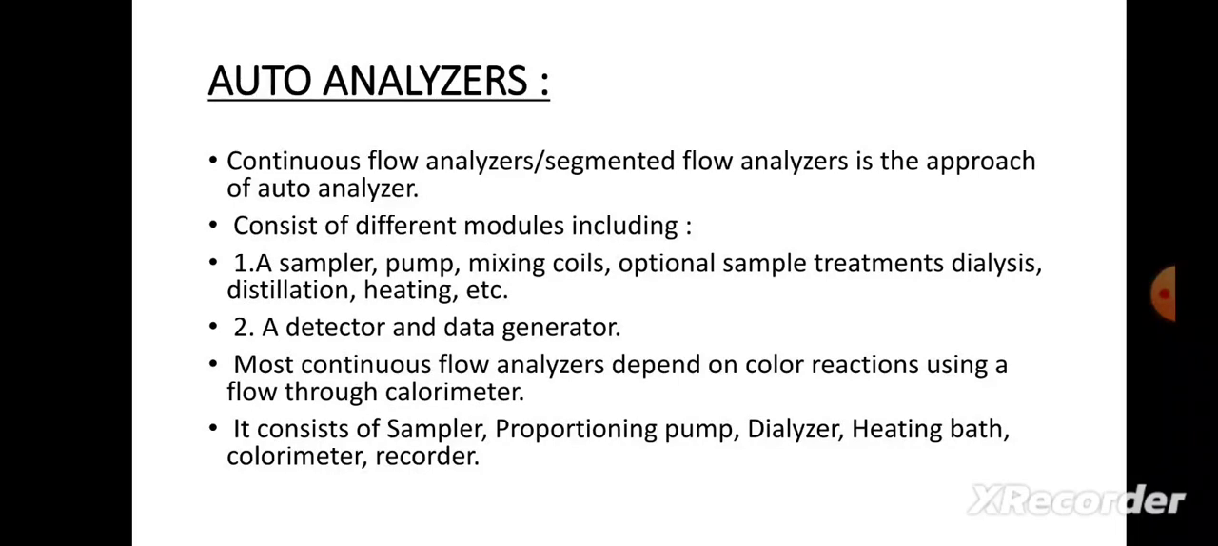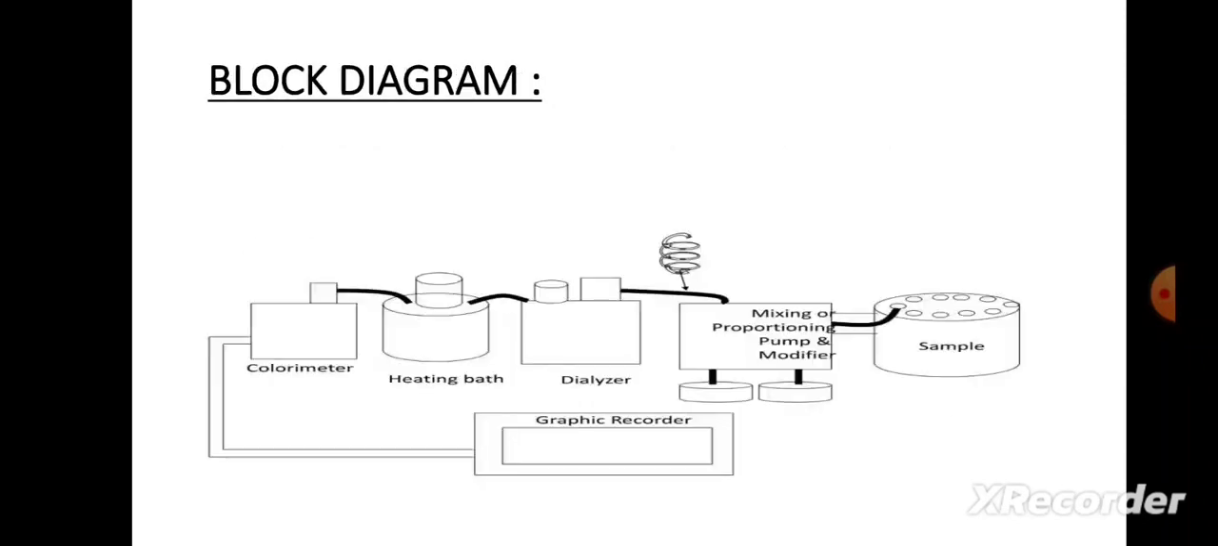The main components of the auto analyzer are sampler, proportioning pump, air bubbles, diluent, reagent, dialyzer, heater, colorimeter, and recorder. This is a block diagram of automated chemical analysis. The requirements of components here, the sampler, proportioning pump, as I said before, these are the components we use in the automated chemical analysis. Let's briefly look at each component.